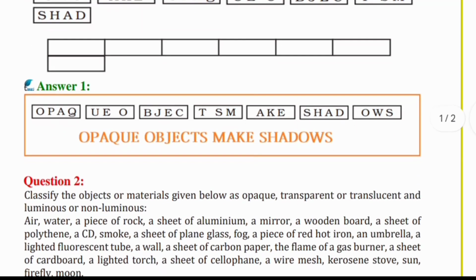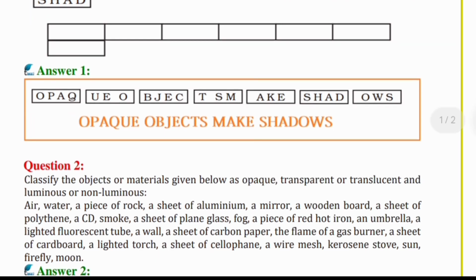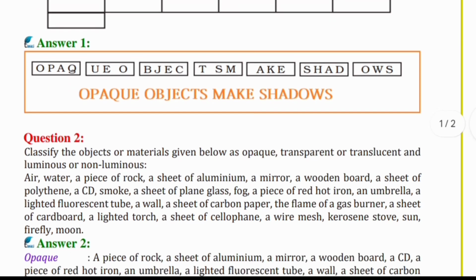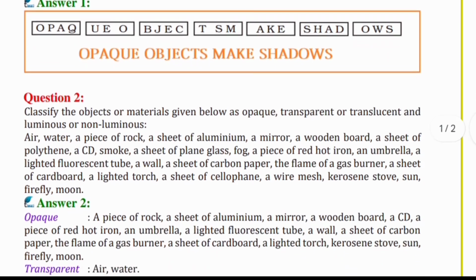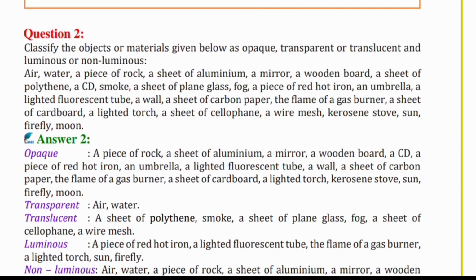Classify the objects or materials given below as opaque, transparent and translucent, as well as luminous. Okay, so here is a big list of objects which is given, and we are going to categorize them into three groups such as opaque, transparent, translucent, and the other classification is luminous and non-luminous. So first we'll classify the objects into opaque groups.